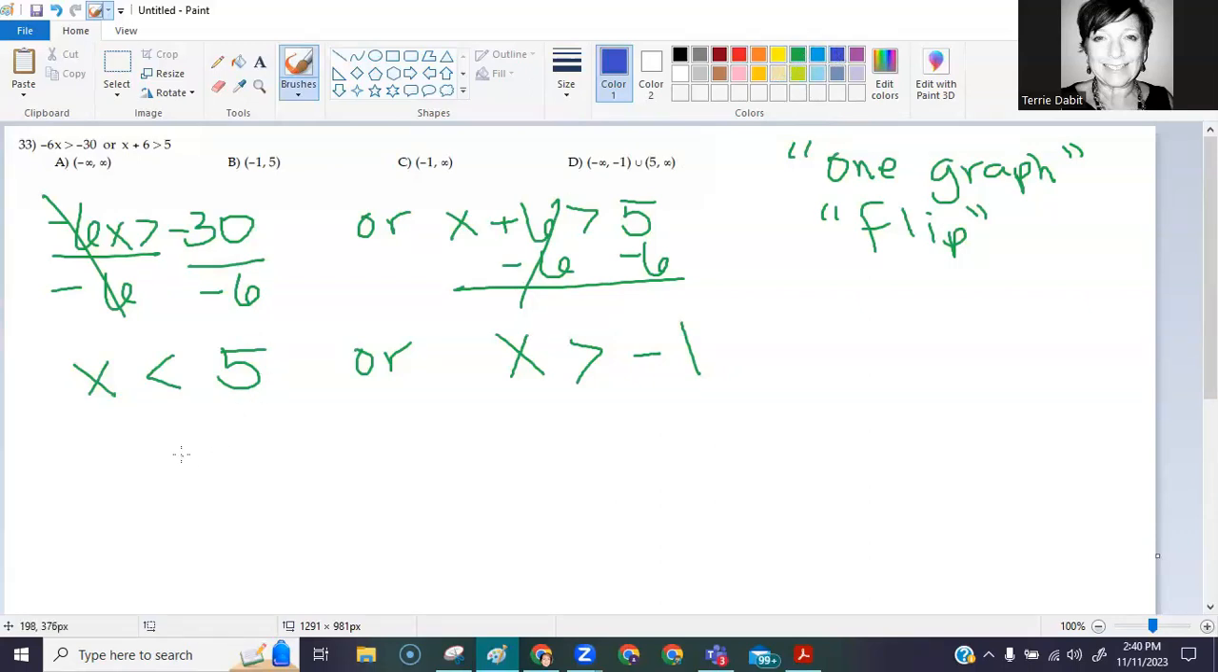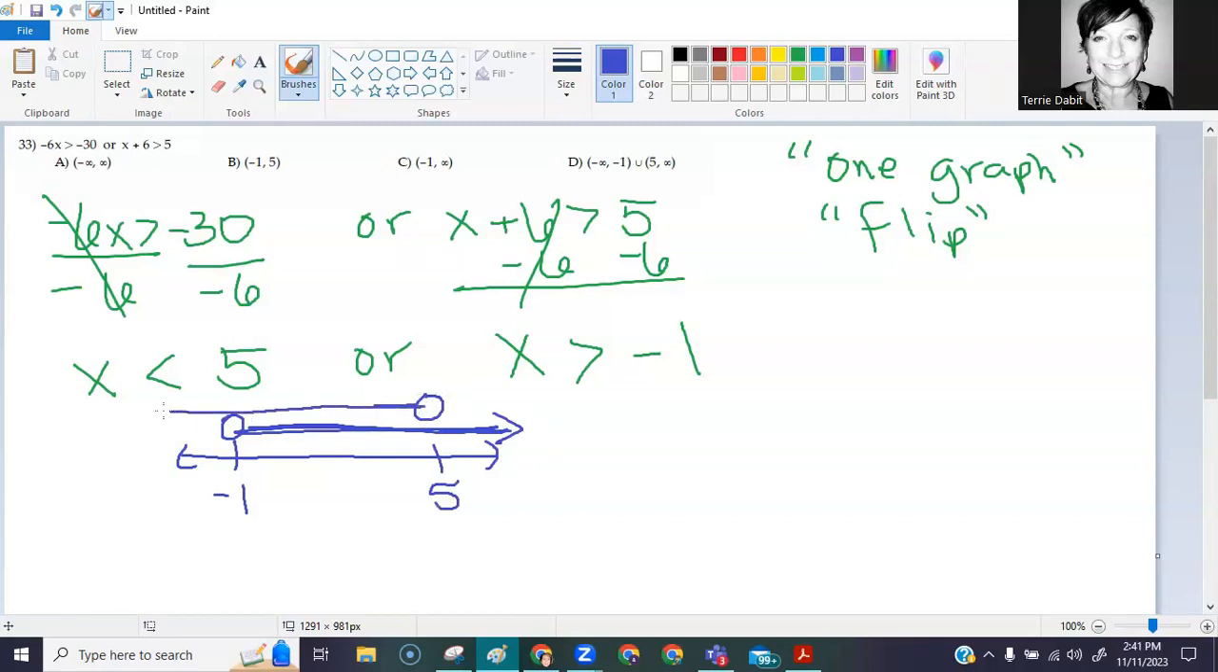So let's put both of these graphs onto a number line. At negative 1, I have an open circle and it says greater than. So this goes to the right. At 5, I also have an open circle and it says less than. This is going to the left.